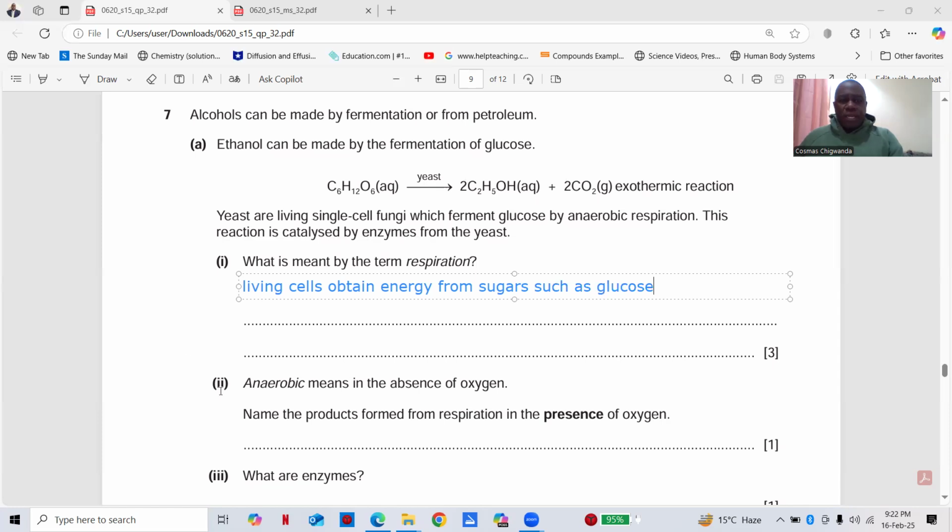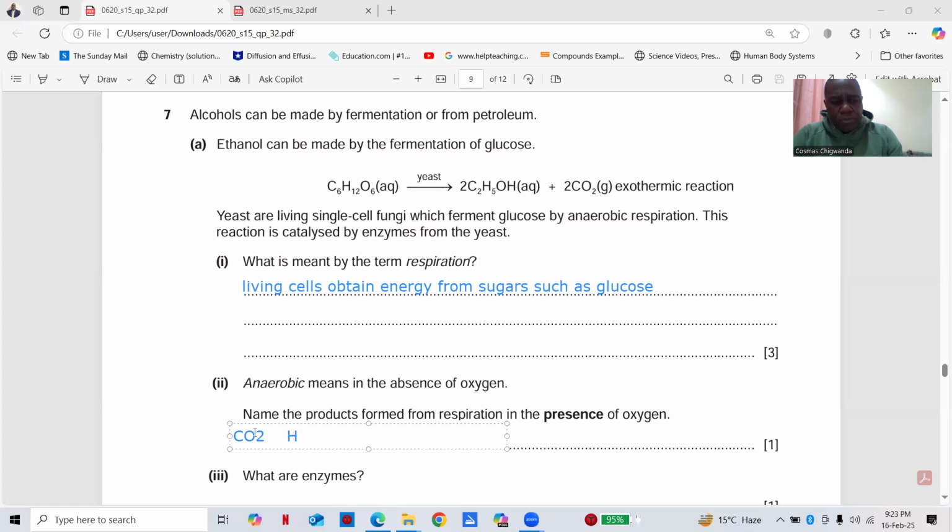Okay, and then when this happens, we are now on 7A part 2. The question is saying, name the products formed during respiration in the presence of oxygen. So this question is so particular. If you say glucose plus oxygen, so what are you going to produce? There are three possible answers that we can actually write down. I'm just going to use chemical symbols here. When this process happens, you're going to obtain carbon dioxide.